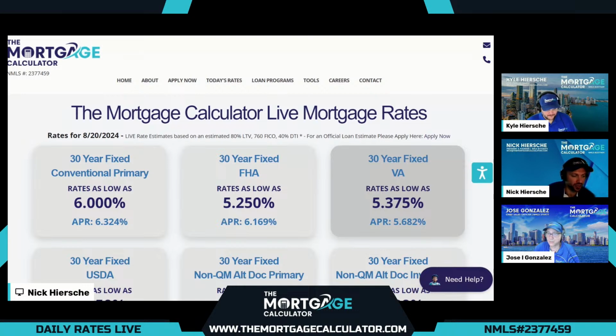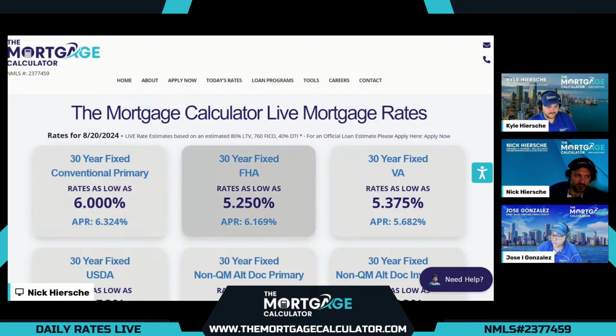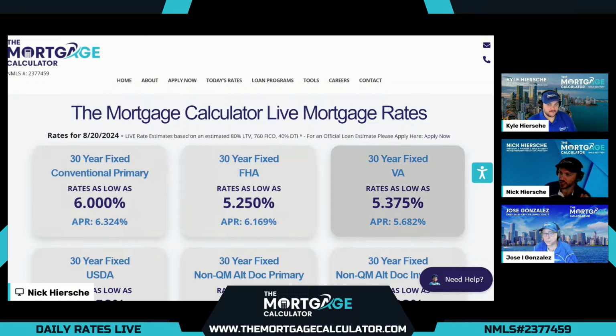Moving on to our VA options, only for eligible vets and active service members. These programs are amazing. Rates as low as 5.375 for those that are eligible. Final APR with standard funding fee here, 5.682. And notice we're comparing that across the options. VA is always going to be the best option for our VA eligible borrowers, as the APR is much lower than any of the other programs here.